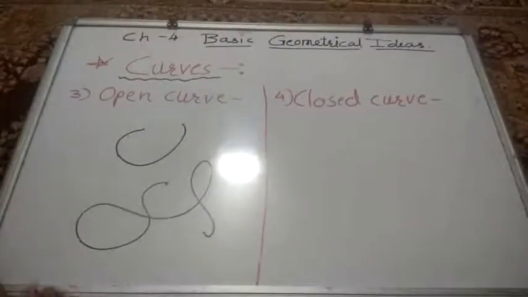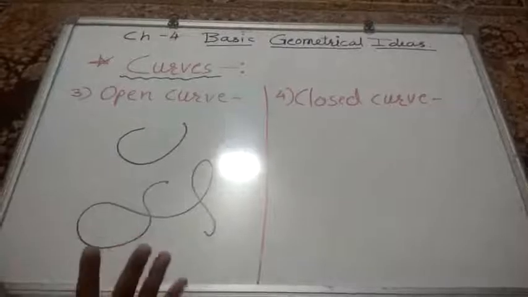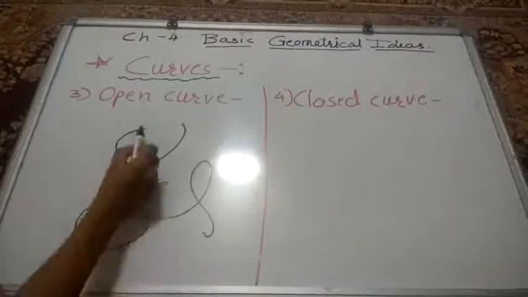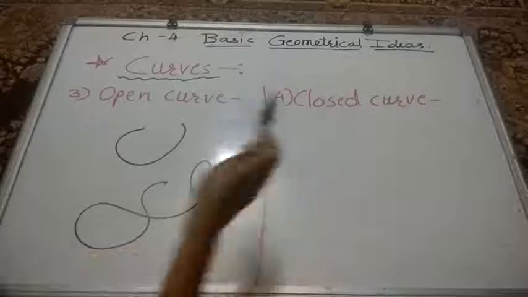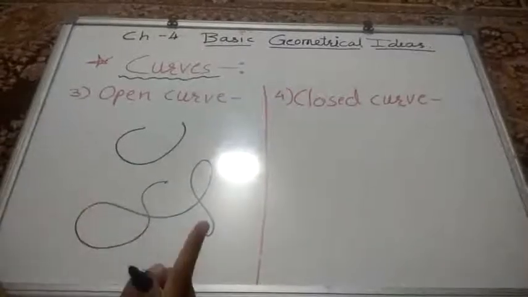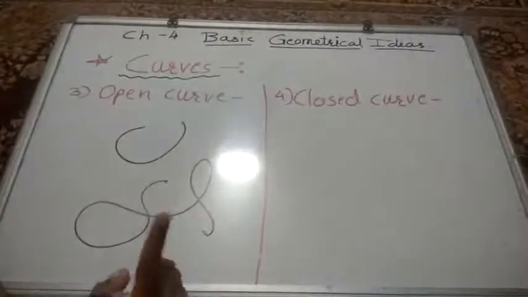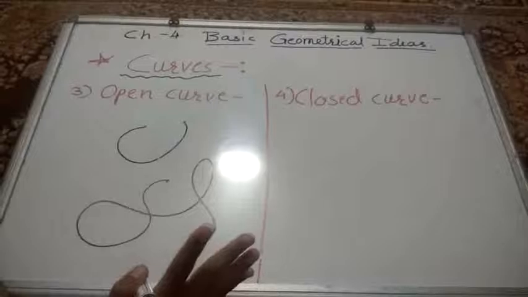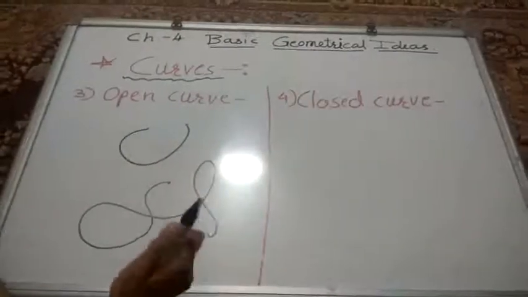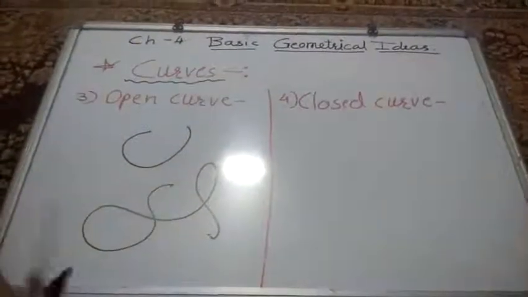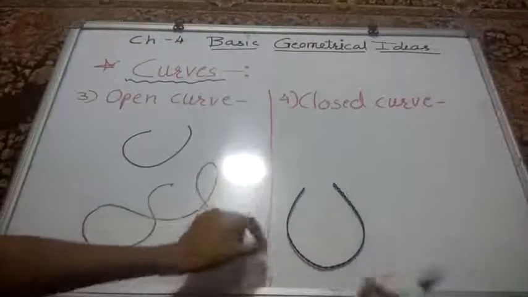Now let's see what a closed curve is. A closed curve has no end point. Closed curve को end point नहीं होते. जैसे open curve में end point होते हैं, वैसे closed curve में end points नहीं होते. And this open curve encloses an area. Closed curve क्या करते हैं? They enclose an area. For example, this belt.